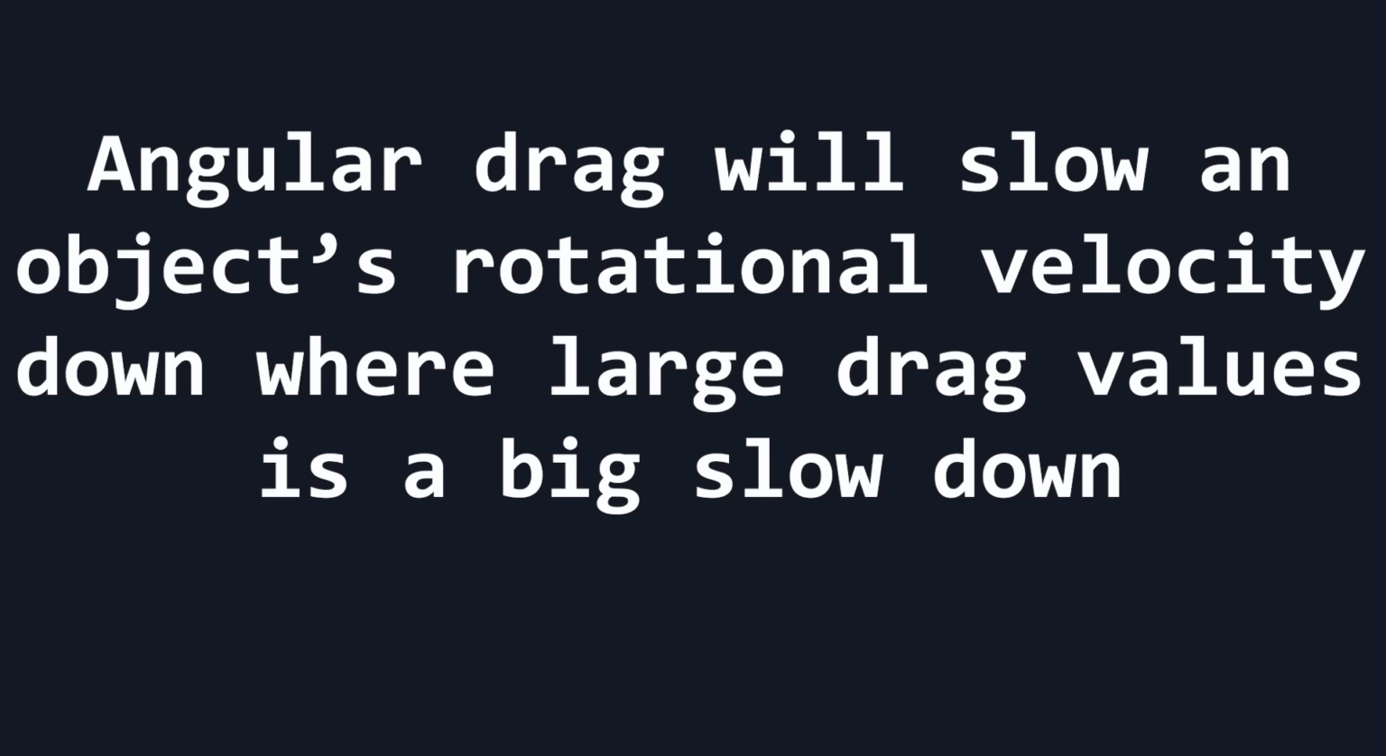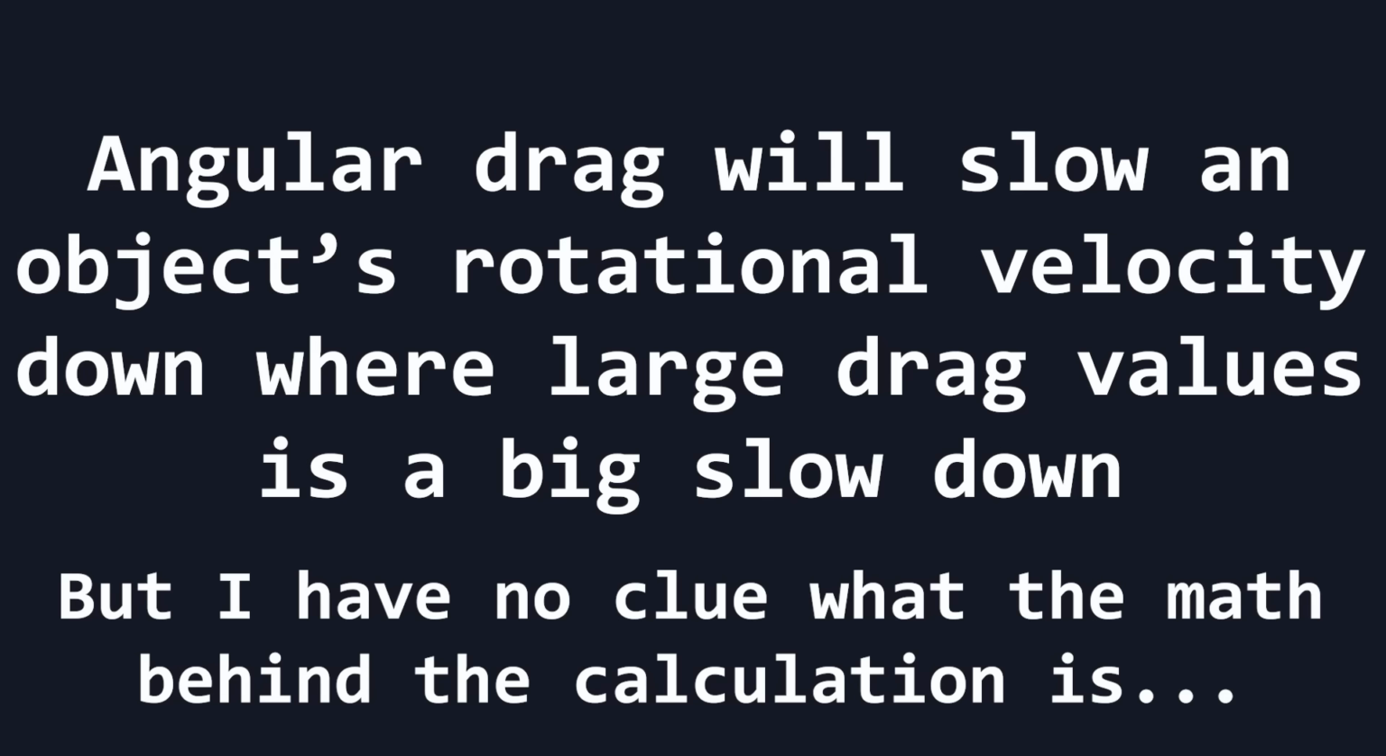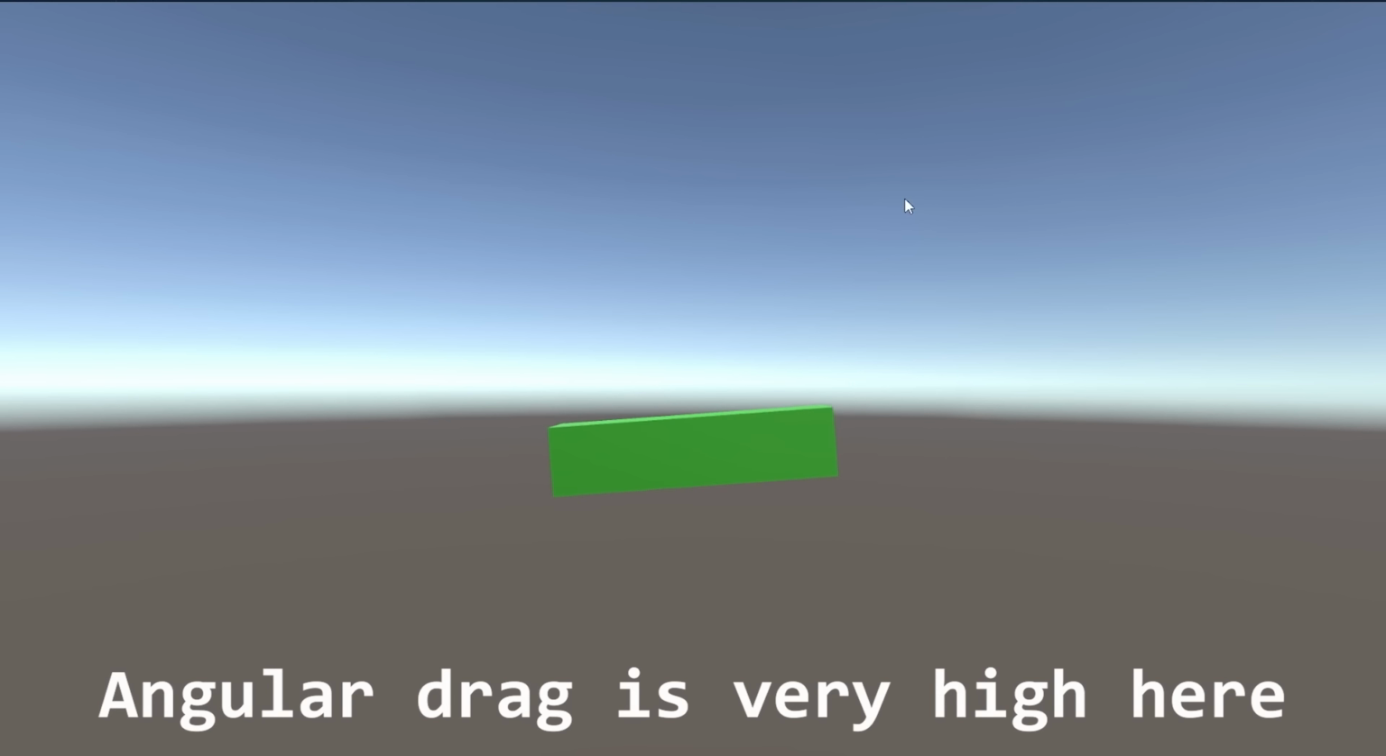It slows a rotating object's rotation down, where higher numbers mean a bigger slowdown, for lack of a better word. And I honestly have no clue what the math behind this angular drag variable is, and how it affects the angular velocity. So that's why I really haven't mentioned it earlier. You should have some angular drag on your rigid bodies though, so they can eventually come to a stop when spinning. And a quick side note, this angular drag will also yield an angular terminal velocity, which is pretty cool too.